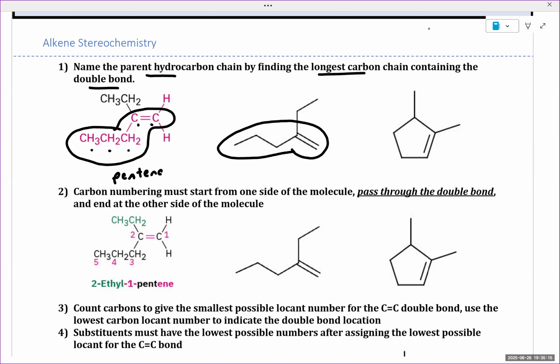Now, when numbering your carbons, your carbon numbering will start from one side of the molecule, passing through the double bond and ending at the other side of the molecule. For example, in this case, we'd number 1, 2, 3, 4, 5, numbering through the double bond. So as you can see, we have an ethyl group at the 2 position. So this would be 2-ethyl. And we note that the double bond starts at carbon 1. So this would be 2-ethyl-1-pentene.